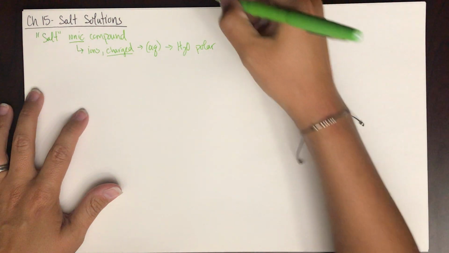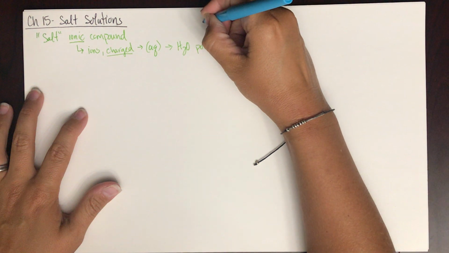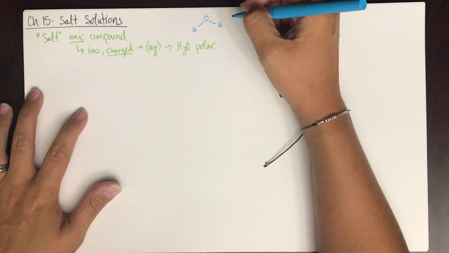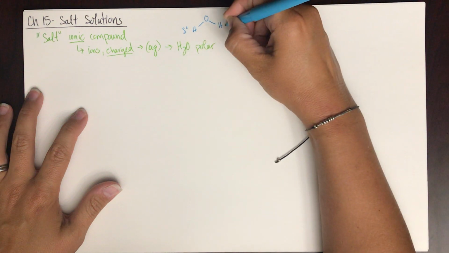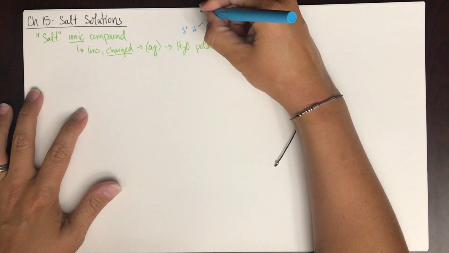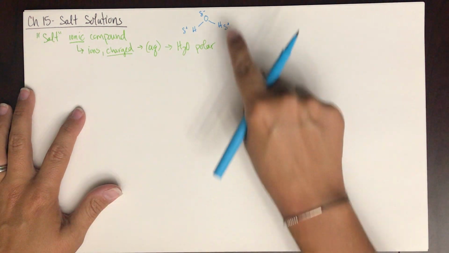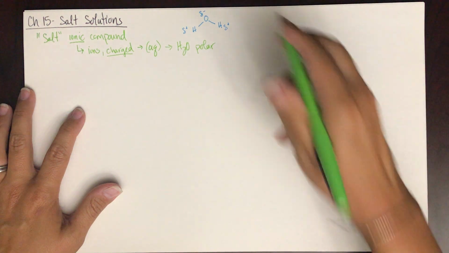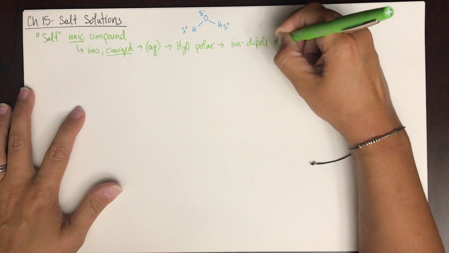Water has a dipole. So if I was to draw water up here, water would look like this. Water would have a dipole, a separation, where the more positive parts of the molecule would be the hydrogens down here, and the more negative part of the molecule would be the oxygen up here. So because water is polar, ionic compounds are soluble in water because of the ion-dipole interactions.